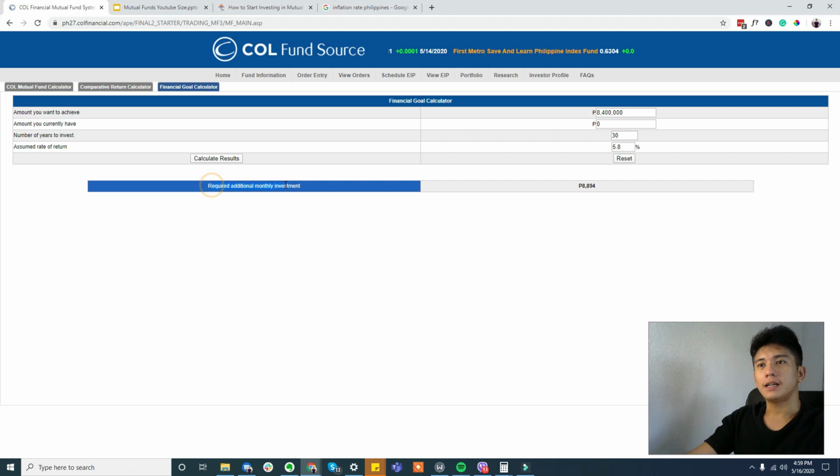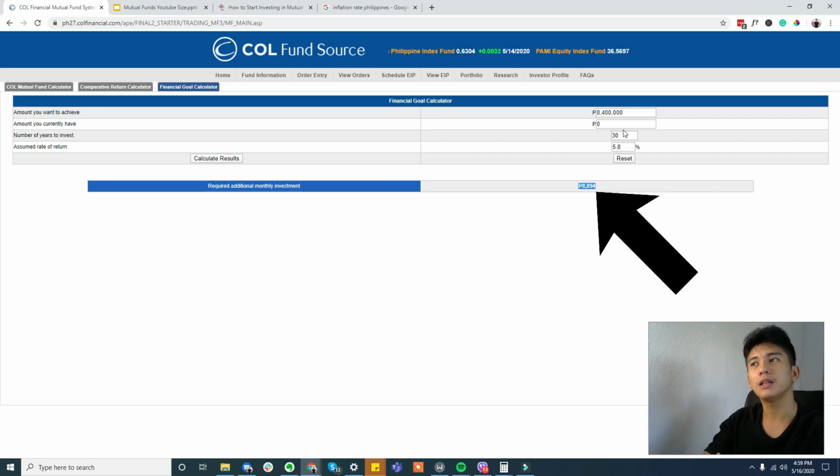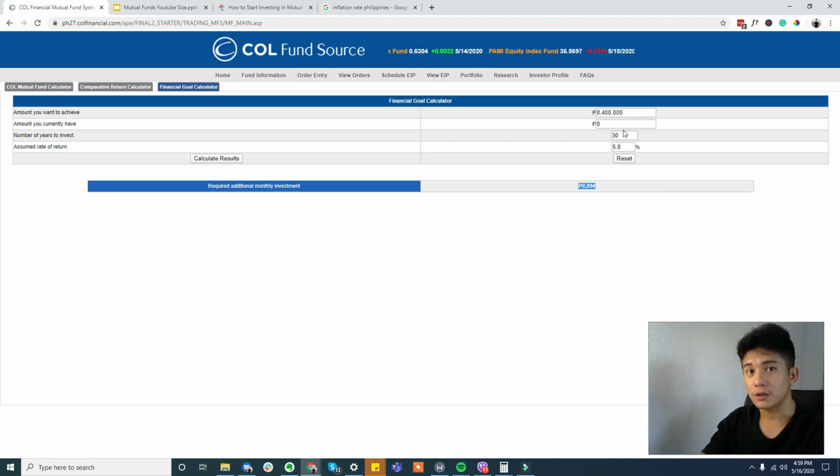So your required additional monthly investment is 8,894 to achieve 8.4 million by the age of 60, so that you can sustain your expenses for the next 20 years. So these are just the figures. So can you set aside 8,894 per month plus expose it to the rate of return? That's what the calculator gives us.